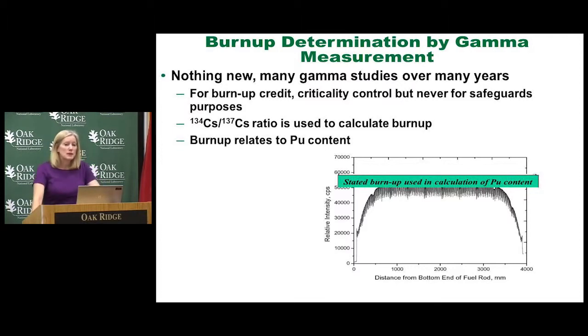Now this may not be a problem in the future because our simulation capabilities, our computational capabilities, are improving greatly. So what the reactor operators are working on now is to increase the fidelity of their simulations, and they may be able to now account for this axial burnup in their shipper declarations.